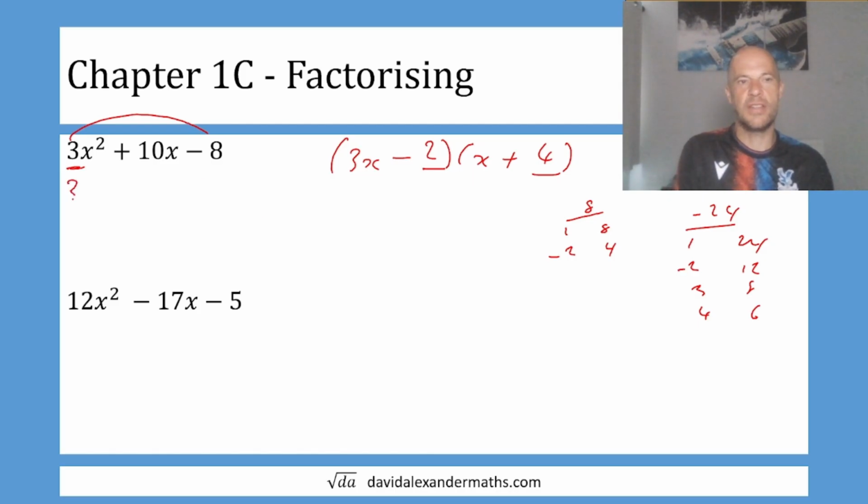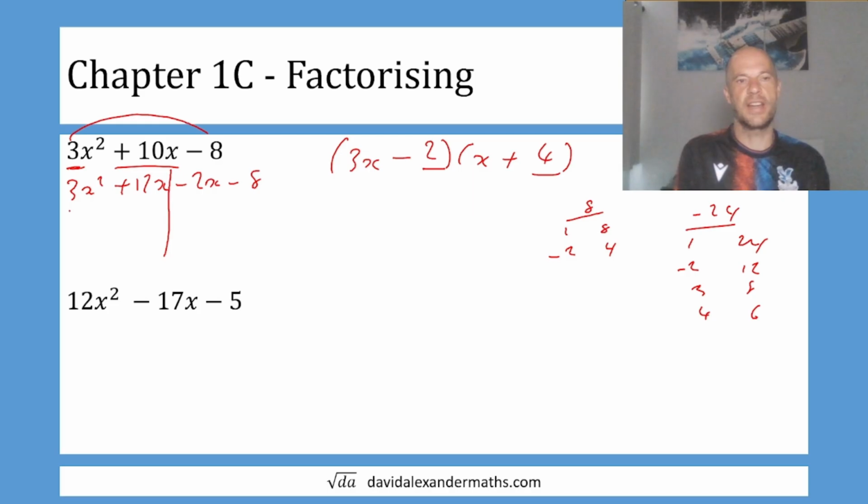So what I'm going to do is 3x squared plus 12x take away 2x minus 8. All I've done is write 10x as 12x take 2x. I could have written take 2x plus 12x, by the way, that would also have been fine. Now I'm going to do a chop down the middle, and I'm going to factorise each side.